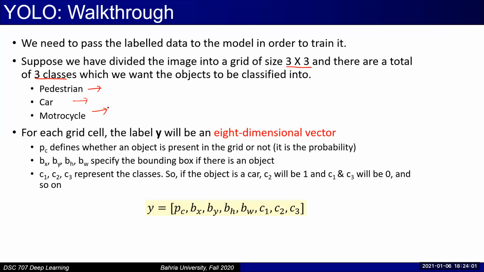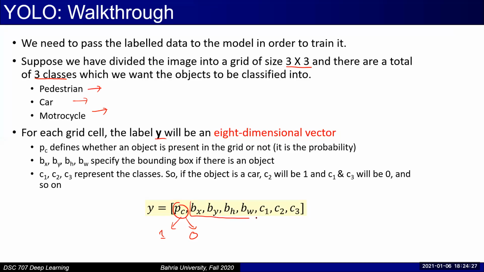So for each of the cells, you will have a label, and that label will be an 8-dimensional vector. Now, what are these 8 values? The first value is the probability of whether an object is present or not, right? Because it is possible that in a grid cell, there is no object, this is background. So this probability, if it is 1, some object is present. If it is no object, it is background, this would be 0.